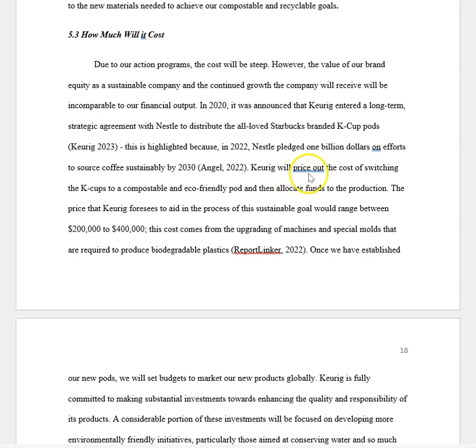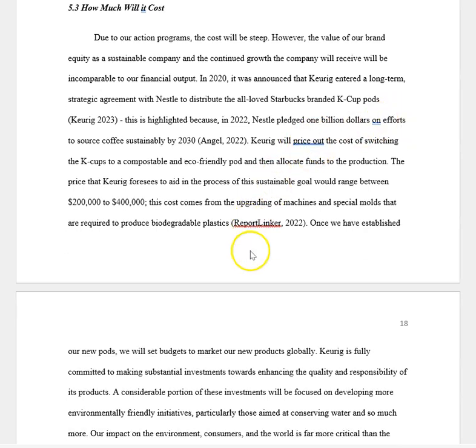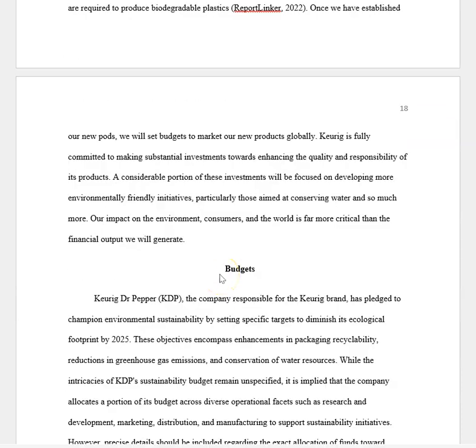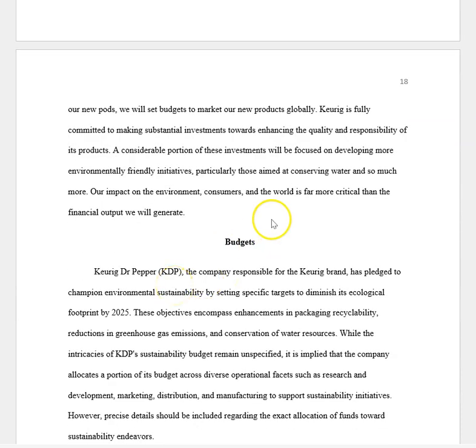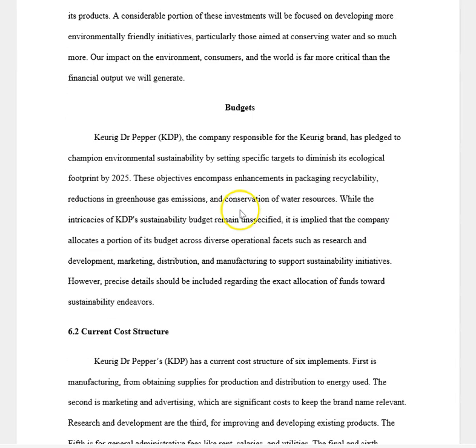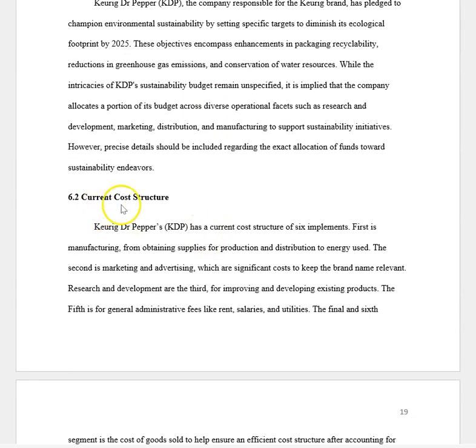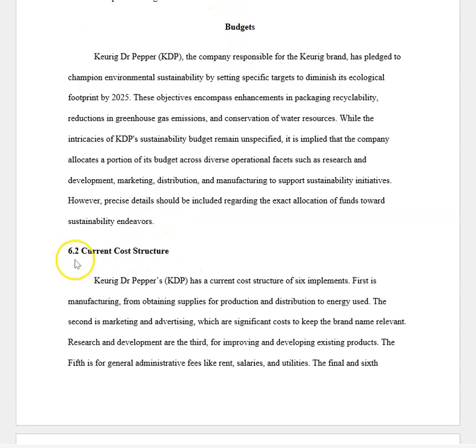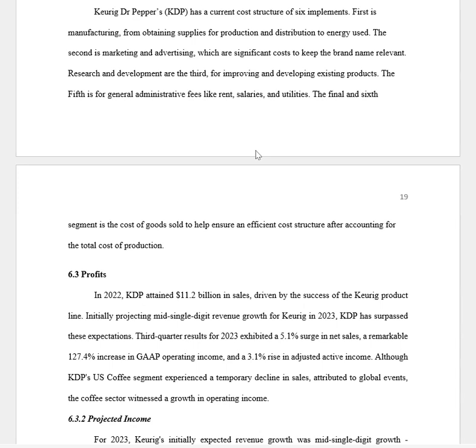So you see price out, that looks like that should have been a hyphenated word. So naturally Microsoft Word points out where things should be changed. Budgets is a major section of this paper, so it's a level 1 heading. They talk about it. Current cost structure, level 2, and it's related to budgets, right? So this is why it's a level 2 underneath this level 1 heading, and they talk about it more.